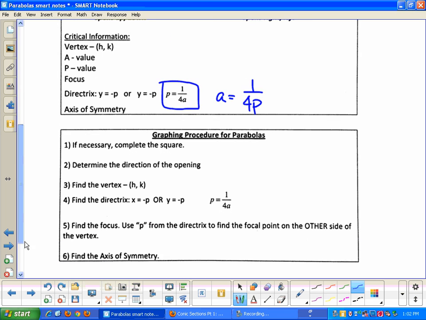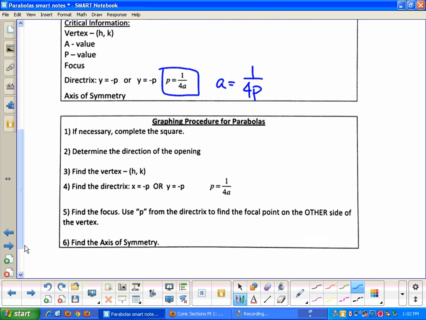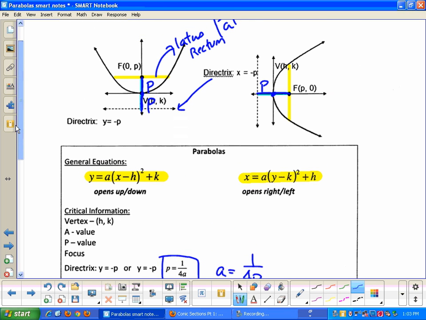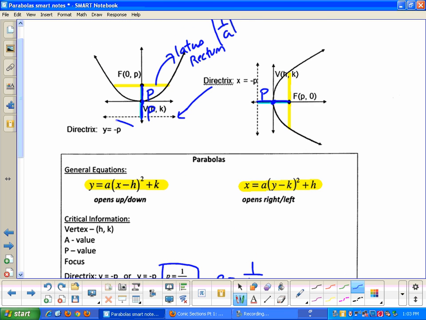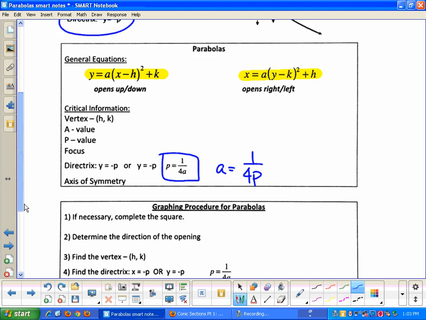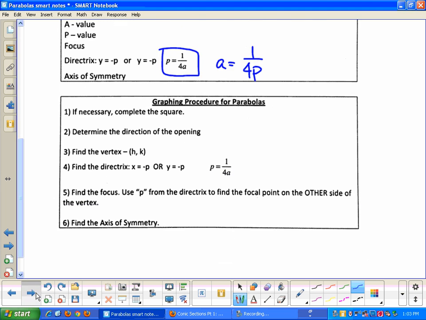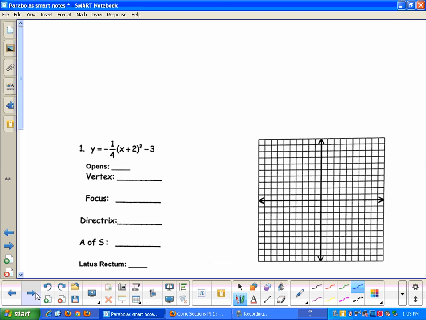When we are graphing these, we're going to, if necessary, complete the square. We're going to determine the direction of the opening, find the vertex, h, k, and then find the directrix. So notice that for equations that open up or down, the directrix is y equals, and for equations that open left or right, it's always going to be x equals. And notice, again, the focus is always on the inside of our parabola. So let's do some practice of this.